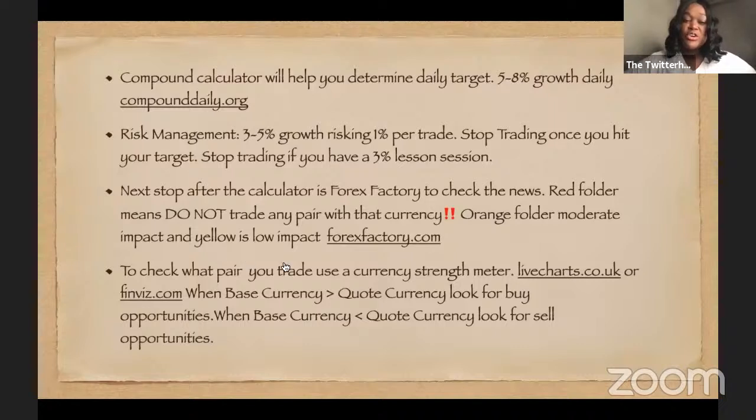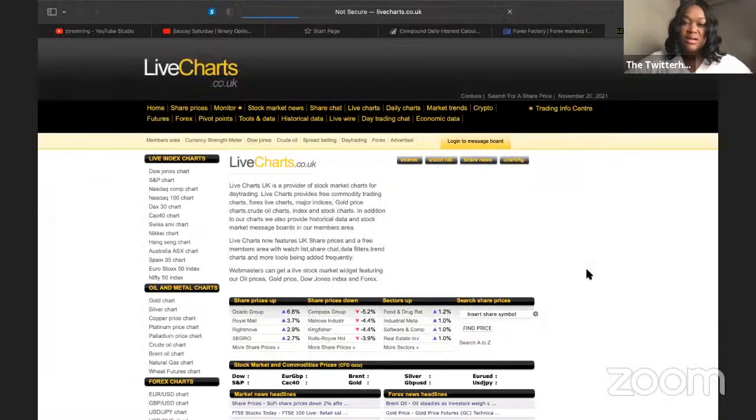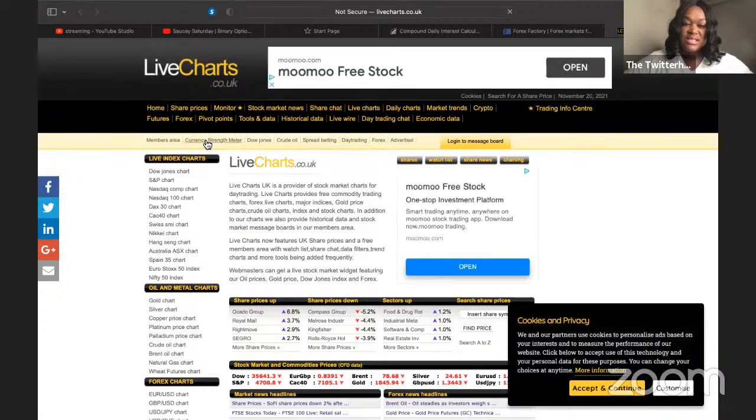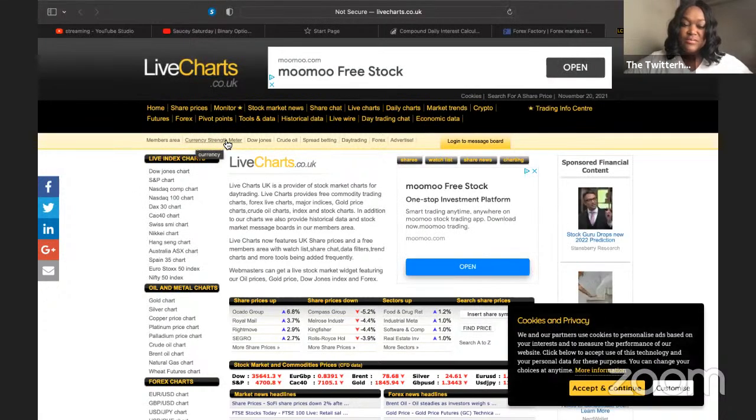To check what pair you're going to trade, you're going to use a currency strength meter because Forex Factory is going to tell you what currency you are not going to trade. So now we need to look and see what we are going to trade. There are two sites that I can use, there are more sites than that, but these are the two that I was introduced to. First, we look at livecharts.co.uk and we'll select currency strength meter.